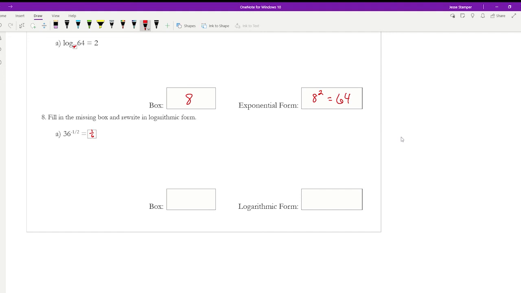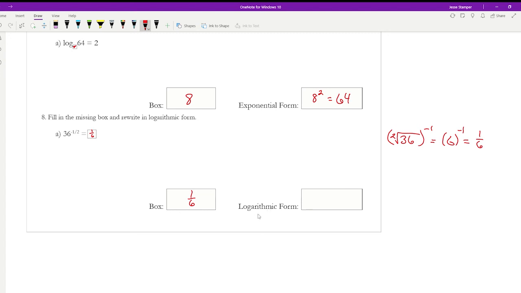Because if you have 36 to the negative 1, which is the same thing as saying 36 to the negative 1/2, you have to do, well, the square root of 36 is 6 to the negative 1, and that's 1/6. So that means 1/6 goes in the box.